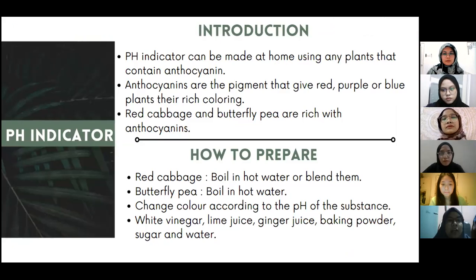Okay, thank you. So the next one is pH indicator. A pH indicator can be made at home using any plants that contain anthocyanins. Anthocyanins are the pigments that give bright purple or blue plants their rich coloring.